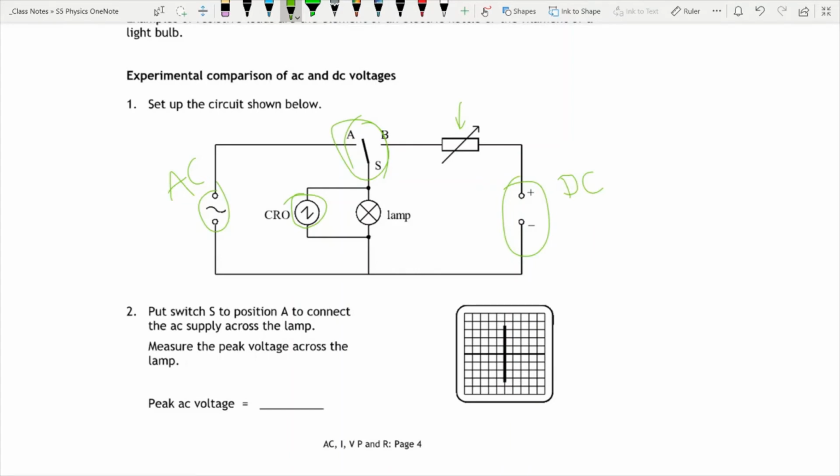The first thing that you would do, and I'm going to give you demo results here, but the video might give you slightly different results, is connect the switch to position A, so you've got your AC supply across the lamp, and you measure the peak voltage across the lamp by looking at the oscilloscope. The peak voltage, when I did this last time, was 10 volts. That was read from the oscilloscope, because obviously you can't read the peak voltage from a meter because it would only give you the RMS value.